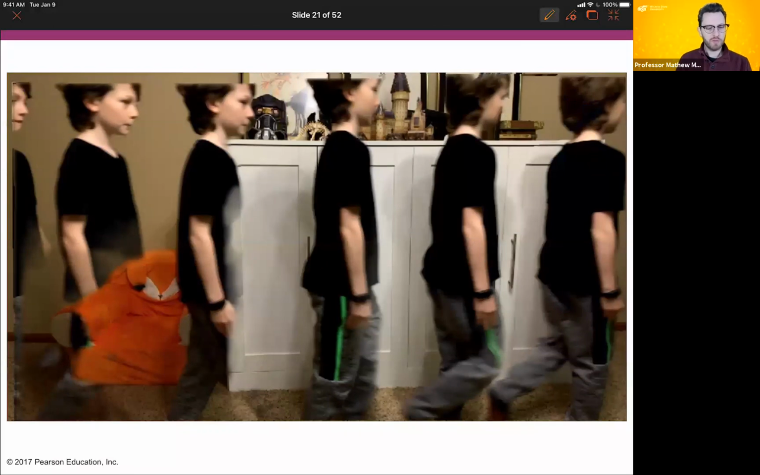So let's look at a few more diagrams here. So here's my son walking across the room in my basement here. And I took this motion shot of him.